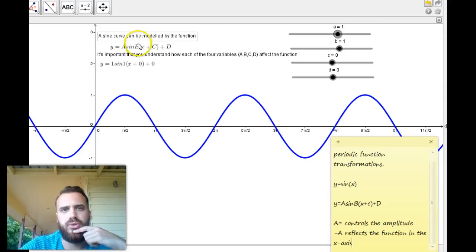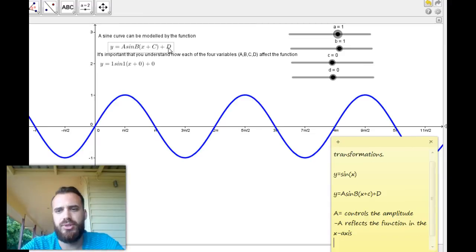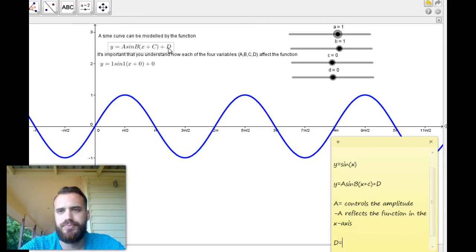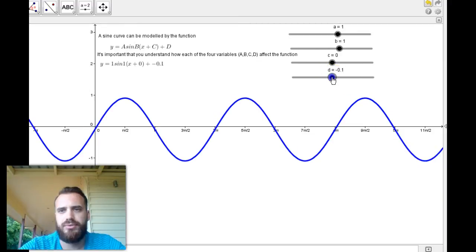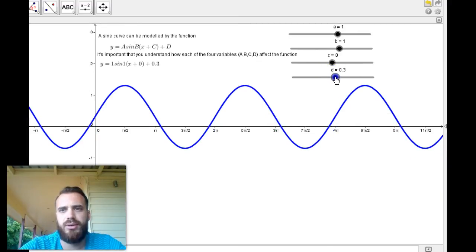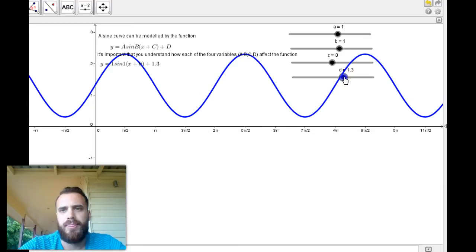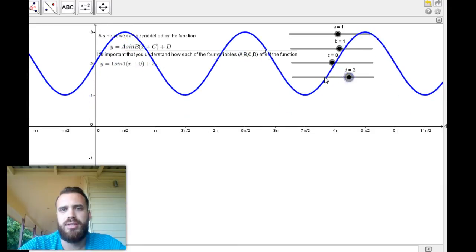I'm going to ignore the b value for a moment. I'm going to move straight to the d value. The d value is probably the easiest to understand what it does, how it works. Let's take a look at what the d value does. Just watch our function closely. I'm going to move our d value up. Okay, you can see that that's a d value of 2, so our function is now y equals sine x and a plus 2 on the end.